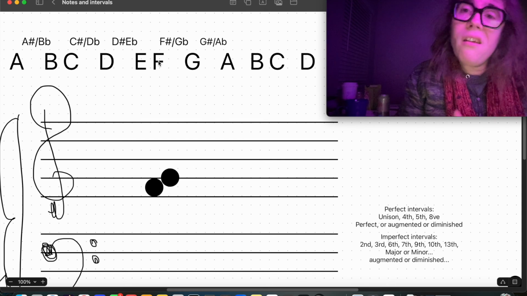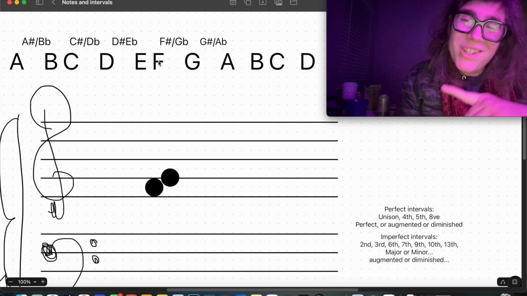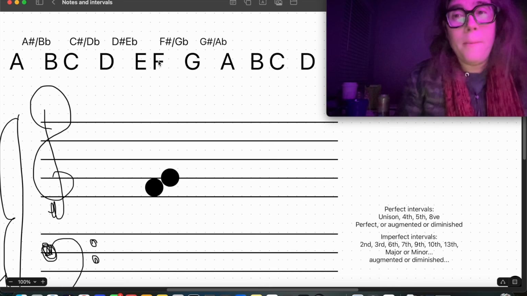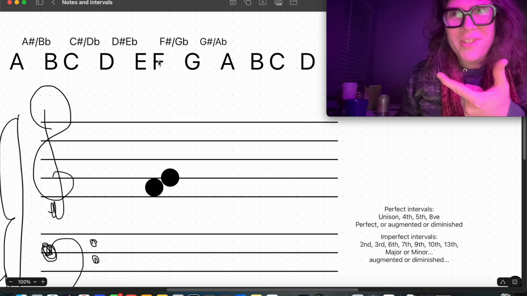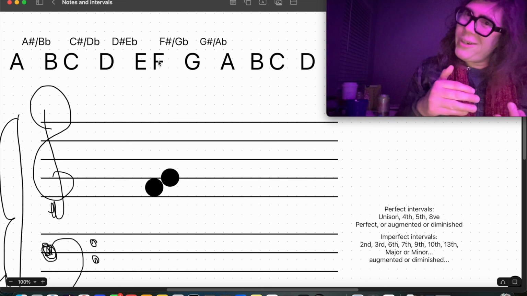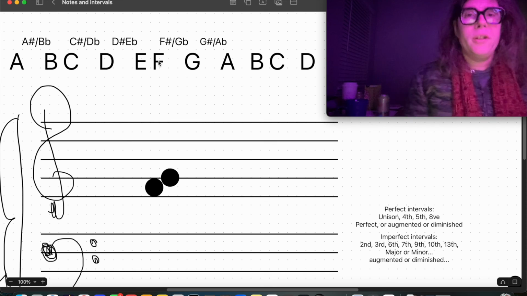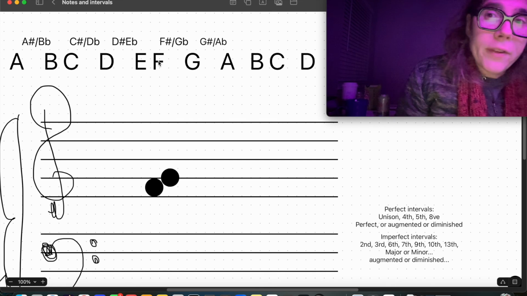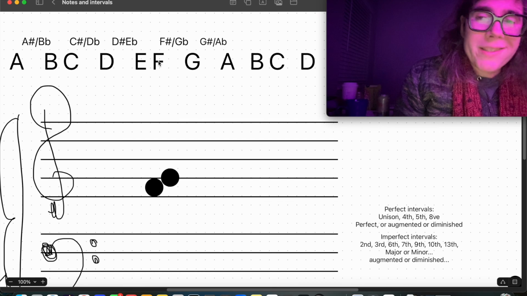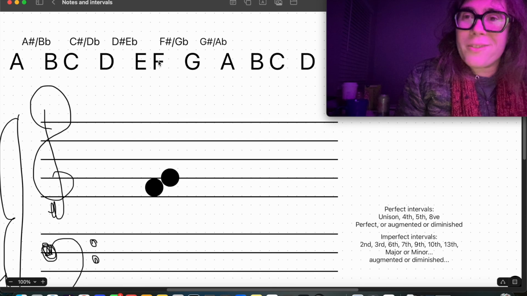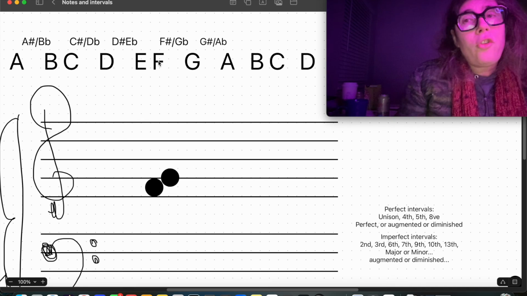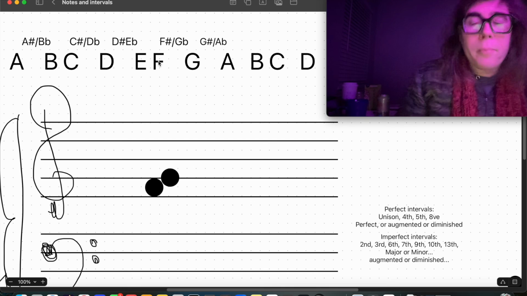Therefore, the half step is the minor second. Let's say it again. Whole step, major second. Half step, minor second. It's the smaller of the two. So that's a way that we can start to think about this: the major form is the larger one, the minor form is the one that has been truncated, that has been made smaller, right?